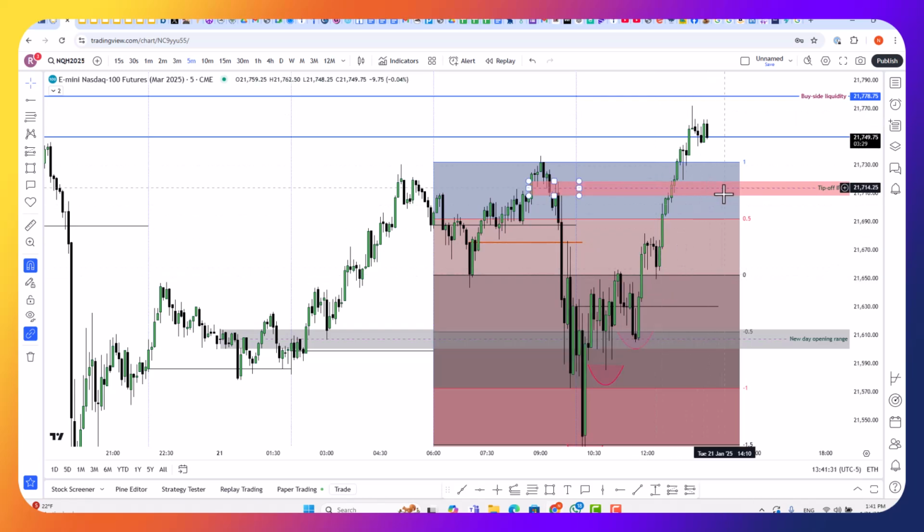This thing here is taking too much time. I'm going to close the stream. I was hoping for a push higher to the buy side liquidity, but it looks like we may come back to gather more steam before going back to it.